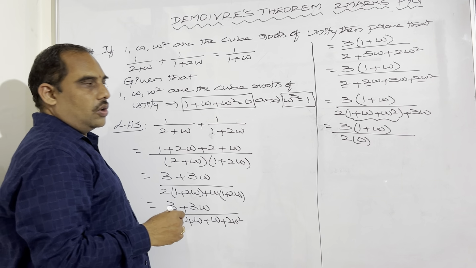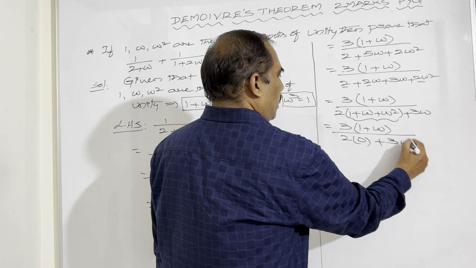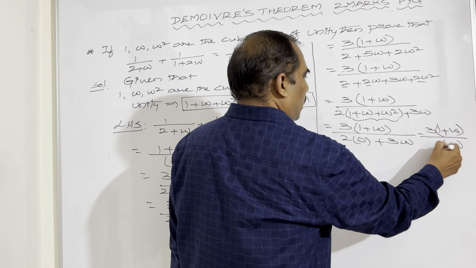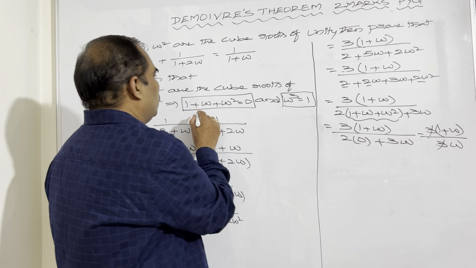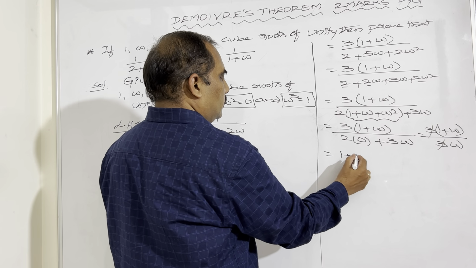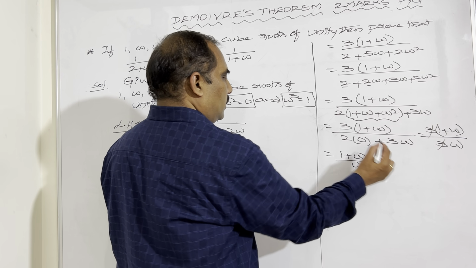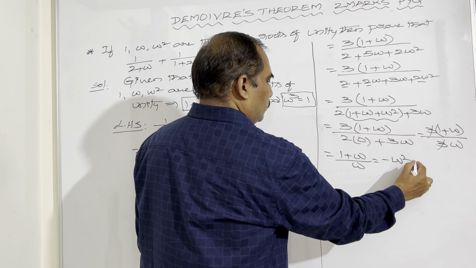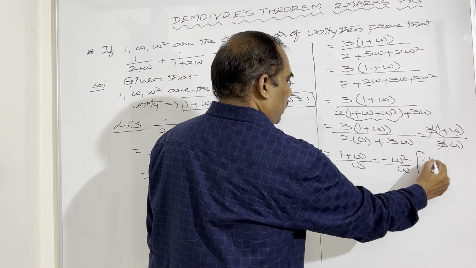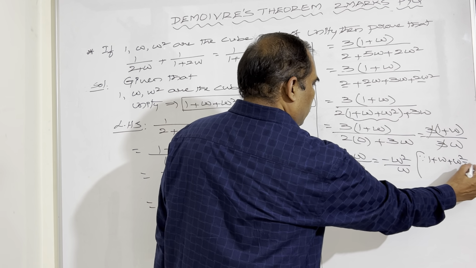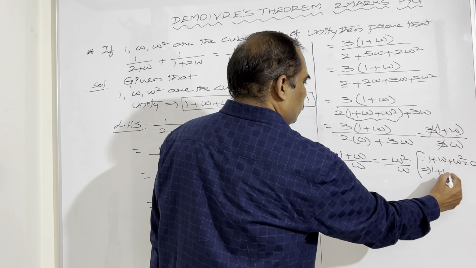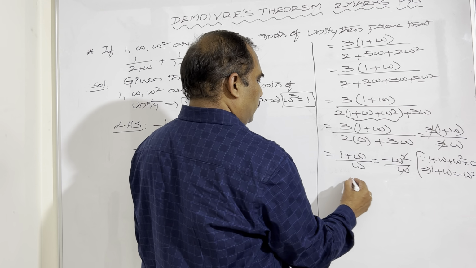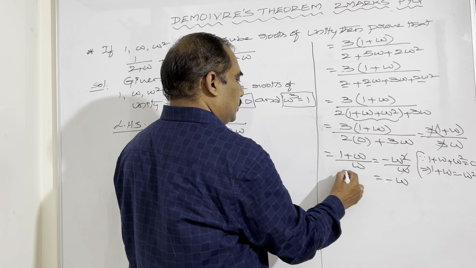We know that 1 plus omega plus omega square is 0. So this is 0 plus 3 omega. Finally we get 3 into 1 plus omega whole divided by 3 omega. So 3 gets cancelled. So we have 1 plus omega by omega, in which 1 plus omega can be written as minus omega square, so minus omega square by omega. We have 1 plus omega plus omega square equal to 0 from this, so 1 plus omega is equal to minus omega square. So omega gets cancelled, and we get finally minus omega, which is the LHS.